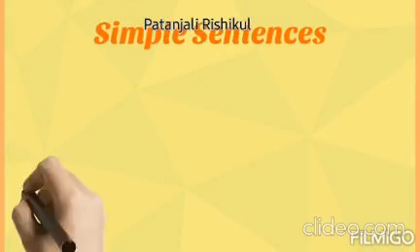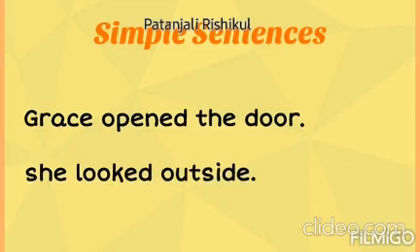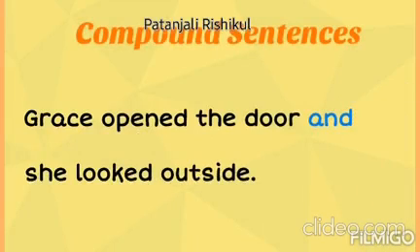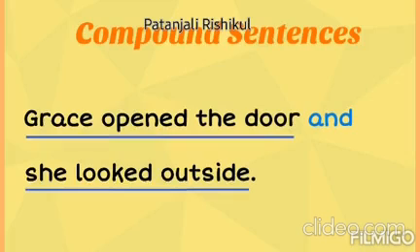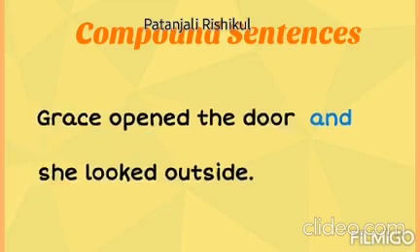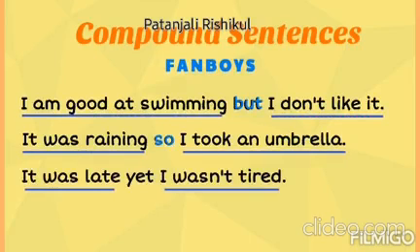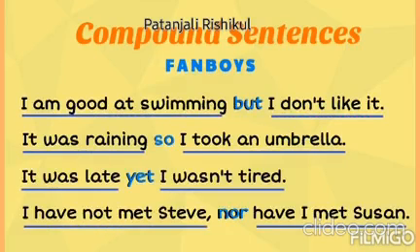Here are two simple sentences. Grace opened the door. She looked outside. Let's join them using the coordinating conjunction AND. We have created a compound sentence. Grace opened the door and she looked outside. The sentence has two independent clauses. That is, both clauses are a completed thought with a subject and a verb. Here are some other compound sentences. They each have more than one independent clause and are joined by a coordinating conjunction.